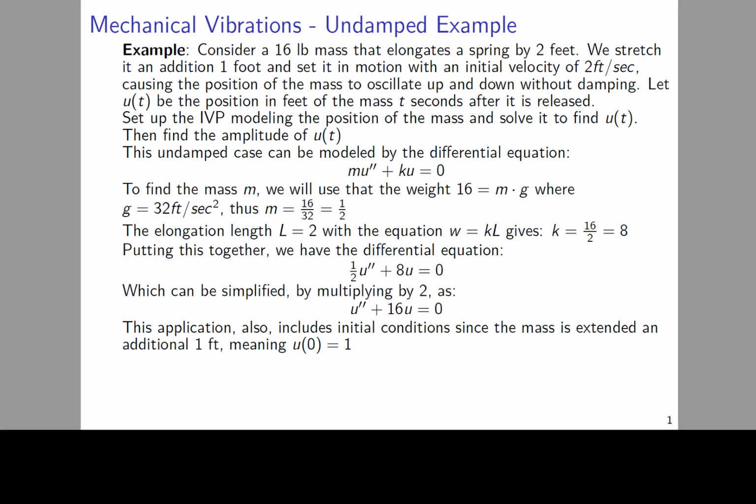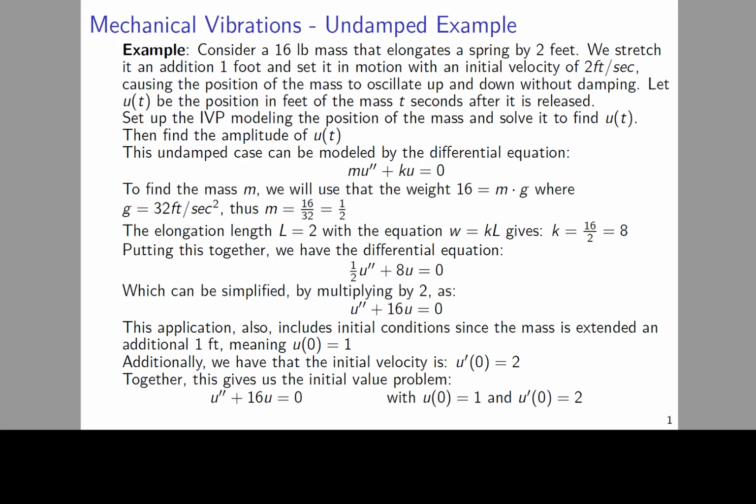This application also includes initial conditions, since the mass is extended an additional 1 foot, meaning that u of 0 equals 1, and additionally the initial velocity is u prime of 0 equals 2. So together, our differential equation and our initial conditions give the initial value problem u double prime plus 16u equals 0, with u of 0 equals 1 and u prime of 0 equals 2.